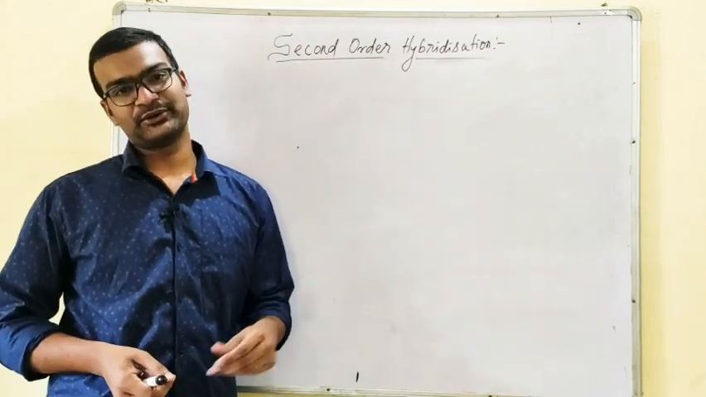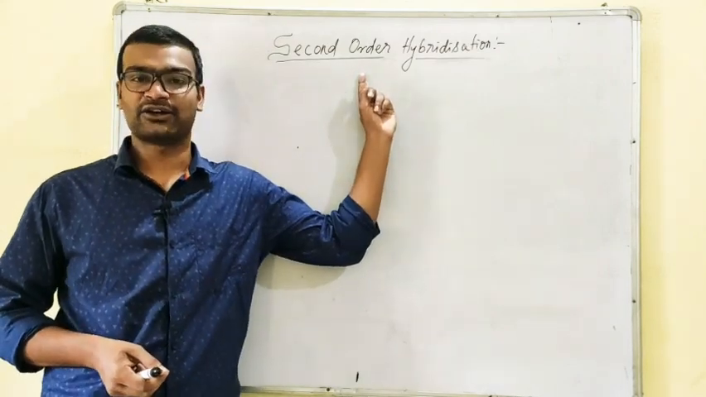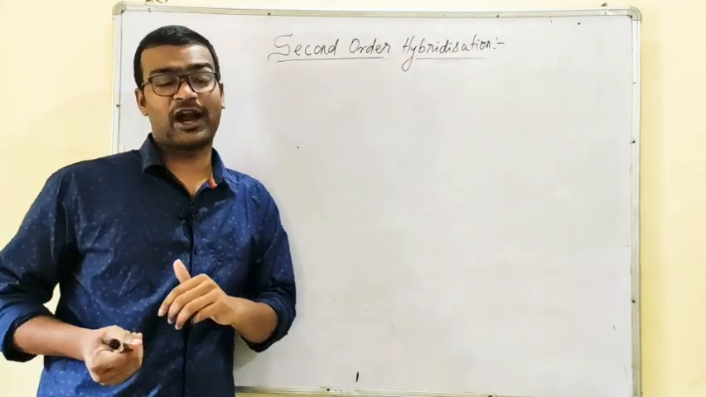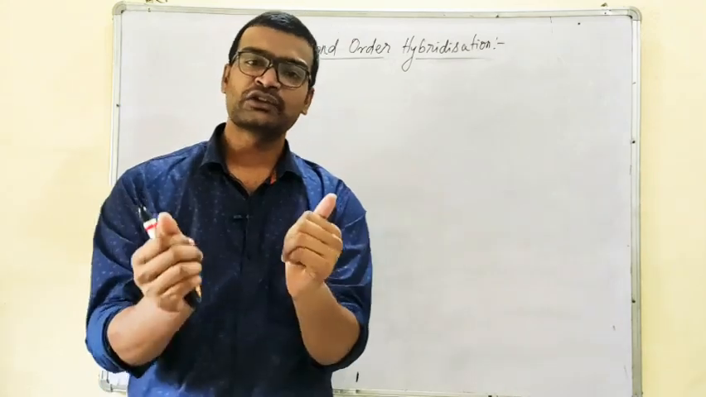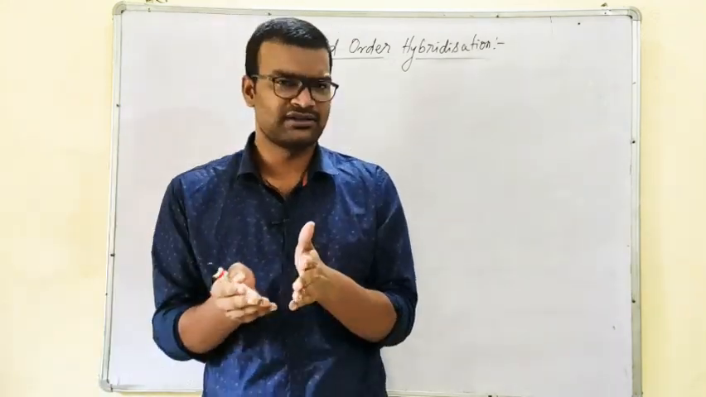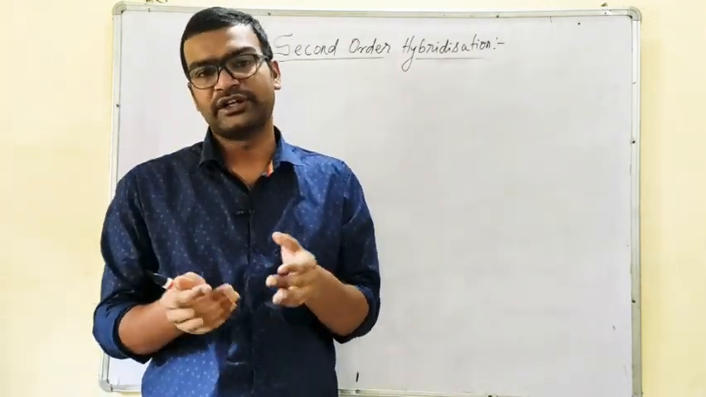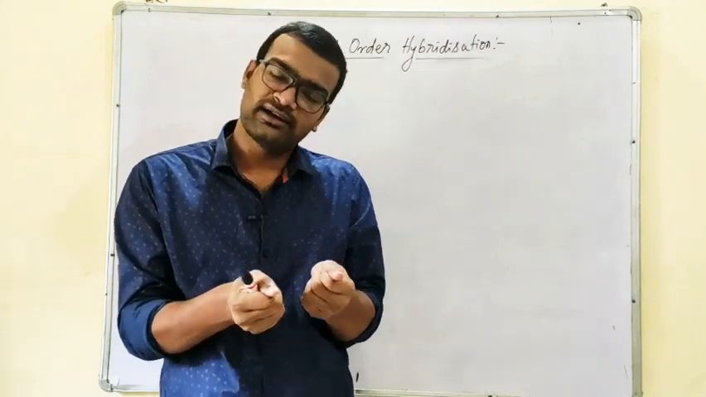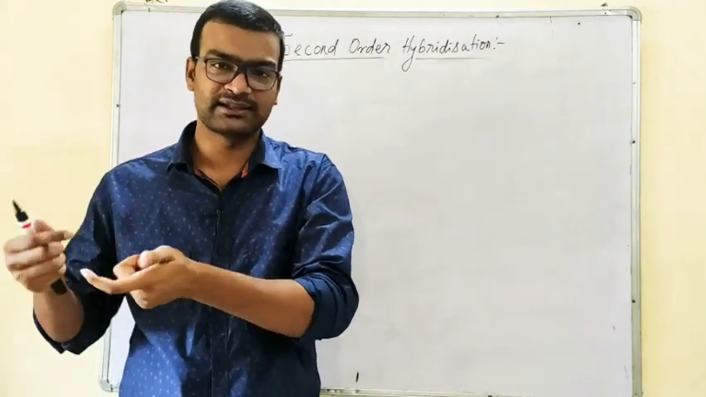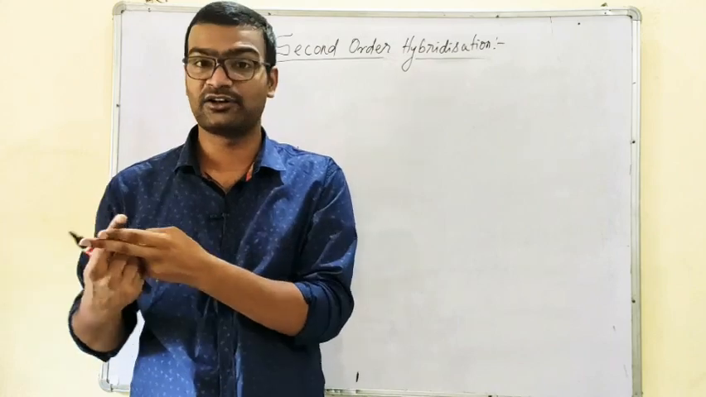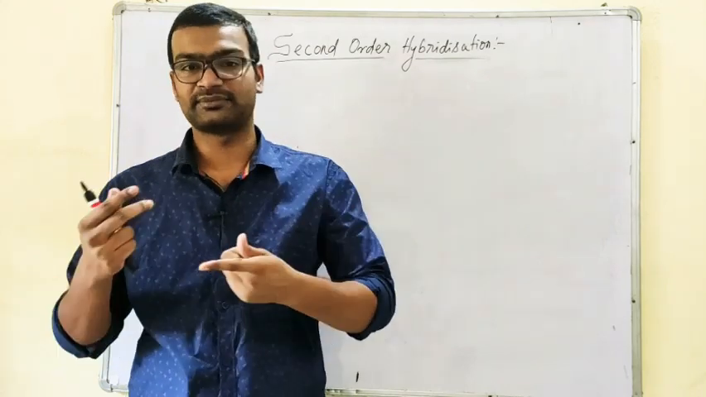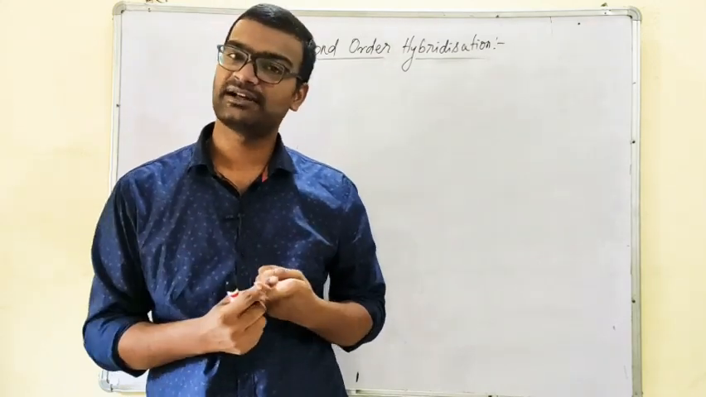Today in this video I will be talking about second order hybridization. So first of all, what is general hybridization? According to normal hybridization, what we have studied from class 12, it is the intermixing of atomic orbitals to form hybrid orbitals like sp orbital, sp2 orbital, sp3 orbital. In the same regard we call it sp hybridization, sp2 hybridization, sp3 hybridization.